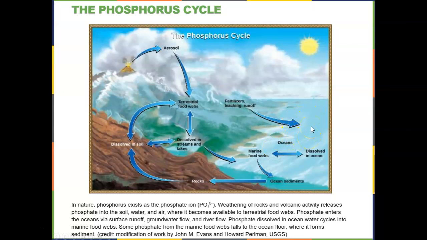Dead zones would be areas in oceans, or where fresh water meets oceans, where essentially all of the upper trophic levels have died. There is no way for them to live, because there's not enough oxygen present. It's all been taken up by the excessive growth of algae.